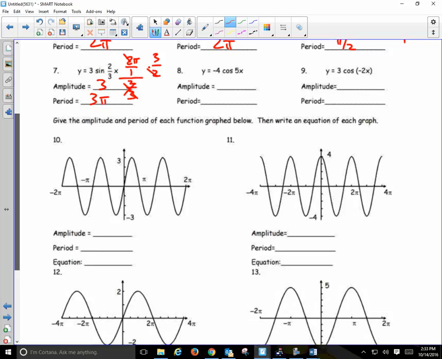How about the amplitude for number 8? Amplitude is 4. Period? Yep, very good. Amplitude for 9? Period? Yep, pi. We'll just divide by the positive. So can you find the amplitude and the period today? Then the only other thing we want to do is we'll just put them on the graph.